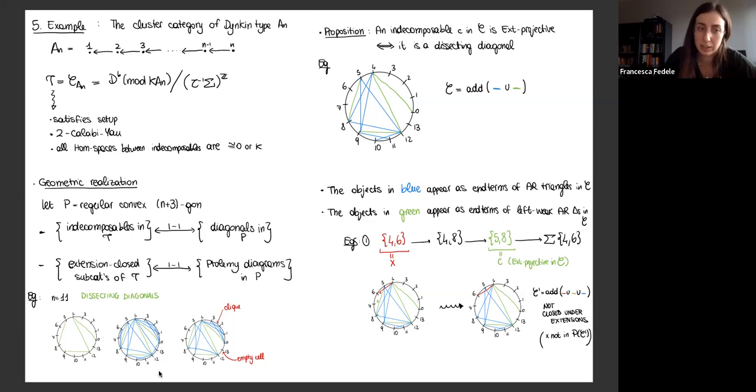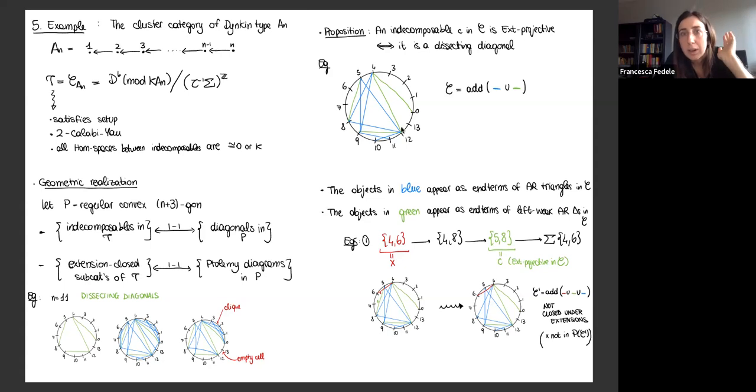But if we look at this more relaxed condition where we take a set of dissecting diagonals and then choose some of the cells to be cliques and some empty cells, then knowing the geometric model, it's not too hard to show this proposition: an indecomposable in the corresponding subcategory to the Ptolemy diagram is Ext-projective if and only if it corresponds to a dissecting diagonal. So as I said before, indecomposables correspond to diagonals. So an indecomposable is Ext-projective if and only if it is a dissecting diagonal.